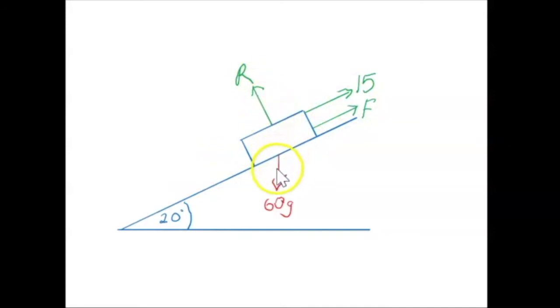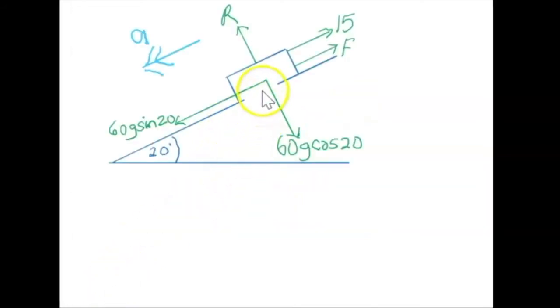So what we're going to do first is look at the 60g component forces, which are perpendicular to the plane and parallel to the plane, and put those in. So the weight 60g downwards will have a weight component 60g cos 20 perpendicular to the plane, and a weight component 60g sin 20 parallel to the plane. And we know that the acceleration is down the plane. So now all our forces are either parallel to the plane or perpendicular to the plane.